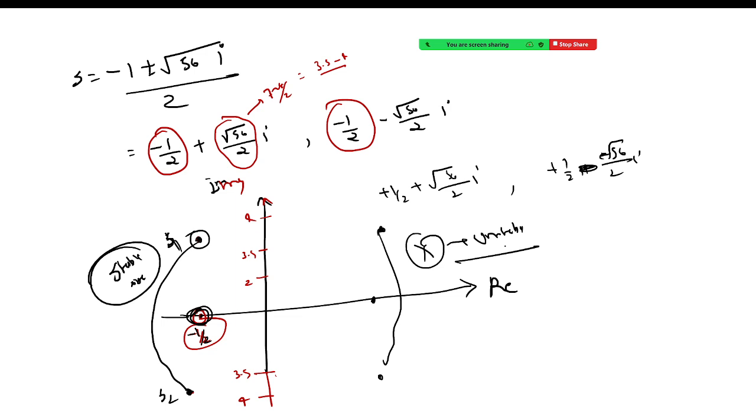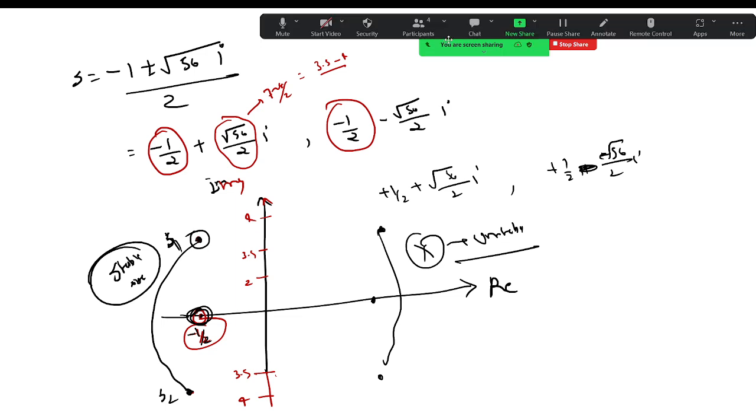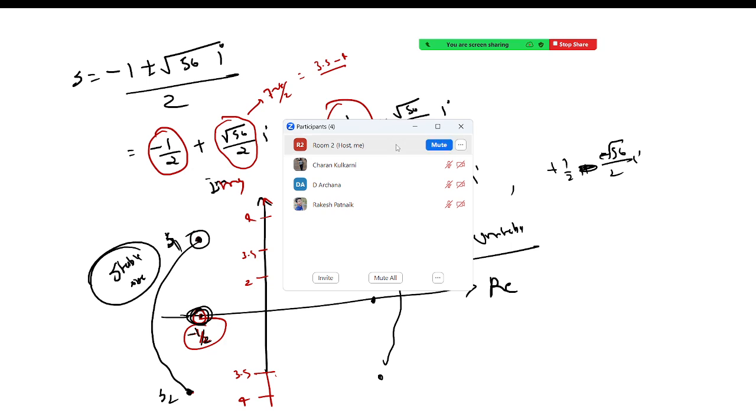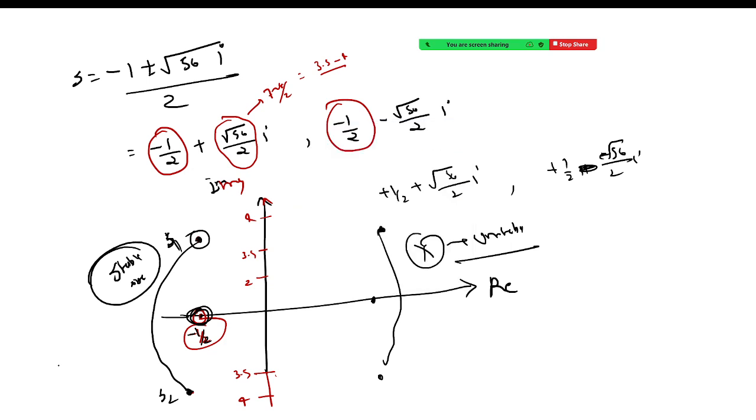Is it clear? Fine. I hope this thing is clear to all of you. So this is the case.